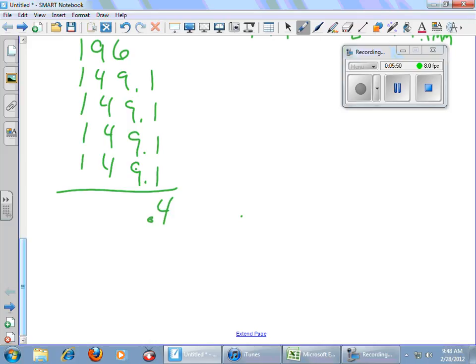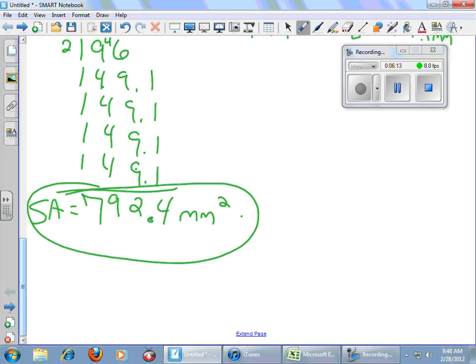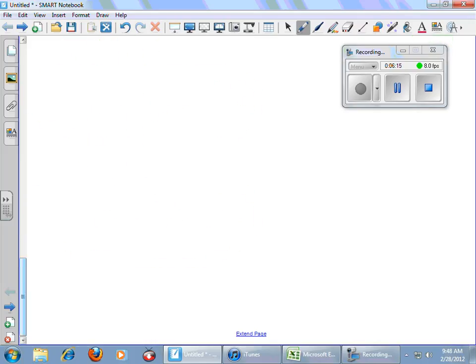Okay, let's see. 4 times 9 is 36, and 6 is 42. I'll carry the 4. I've got 4 times 1 is 4, 5, 20. So that'd be 0, carry the 2. And then 7. 729 and 4/10 millimeters squared. That is the surface area of the pyramid. Okay, piece of cake, right?